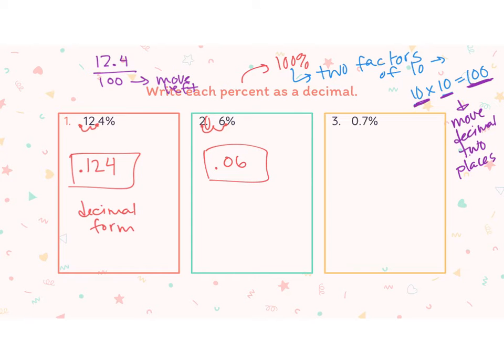For this 0.7%, again, I see a percent sign, so I still need to move the decimal 2 places to the left, even though it's in front of the 7. That doesn't matter. The fact that I see a percent sign means I go back 2 places. So this decimal form is 0.007. Regardless of where your decimal point starts, you always want to move it back to the left.